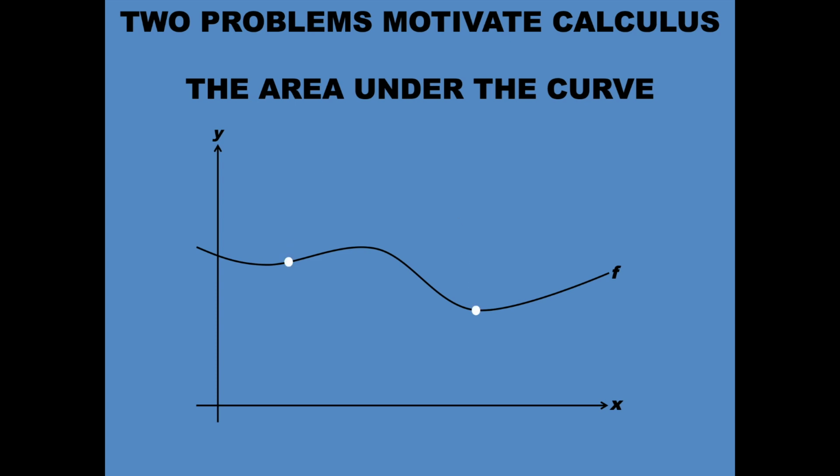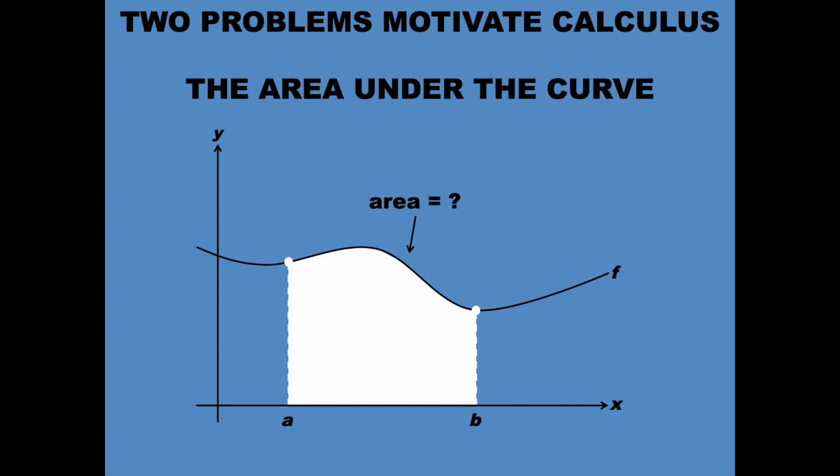Let's pick 2 points on the graph of f. Those points have x-coordinates, let's say a and b. So here comes the area under the curve problem. What's this area under the curve? Can we figure it out?